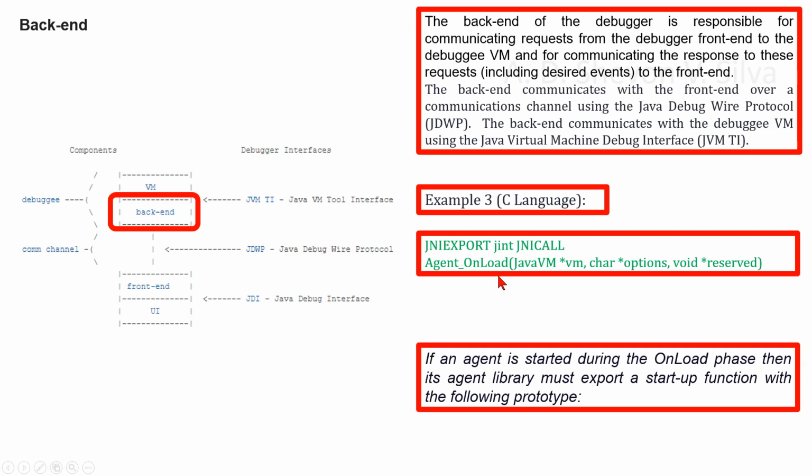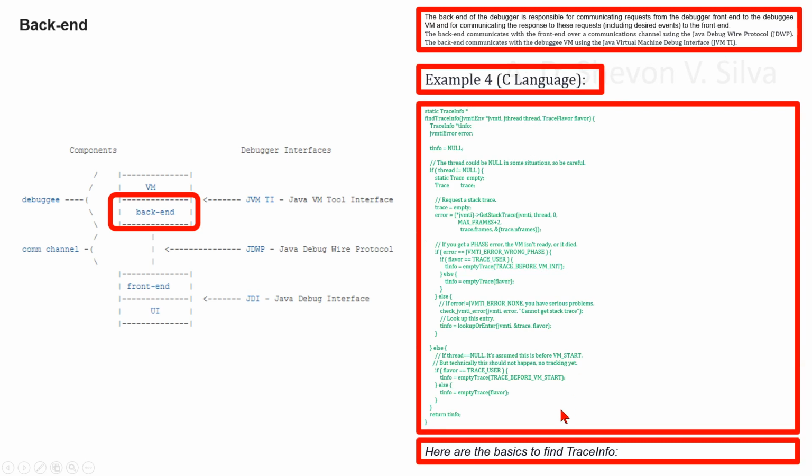Any value other than 0 indicates an error and causes termination of the VM. As an example we can consider this one, the basics to find trace info in C language. Inside the agent itself, there is a trace info struct, and the pointers to these structs will serve as the value of the object tags. A tag is any 64-bit value.